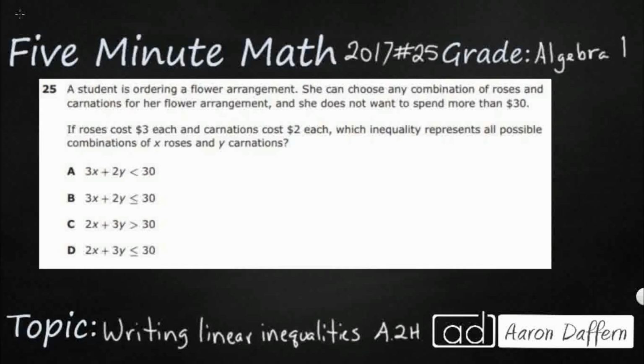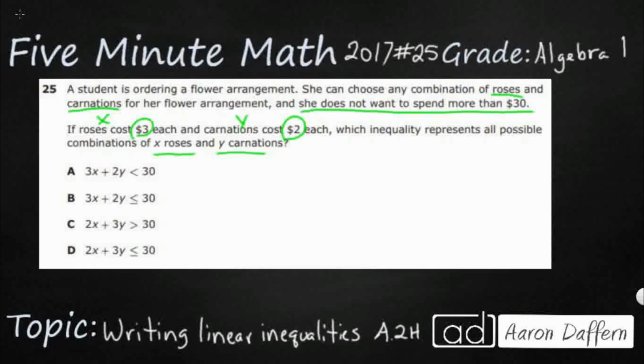So we have a student ordering a flower arrangement. We've got roses, we've got carnations, and this is going to be very important here. Does not want to spend more than 30 bucks. Okay, so we're going to need that because this is going to be an inequality rather than an equation. So we got roses for 3 bucks, carnations for 2 bucks, which inequality best represents all possible combinations of X roses. All right, so our roses are going to be X. And our carnations are going to be Y. All right, so doesn't want to spend more than $30.